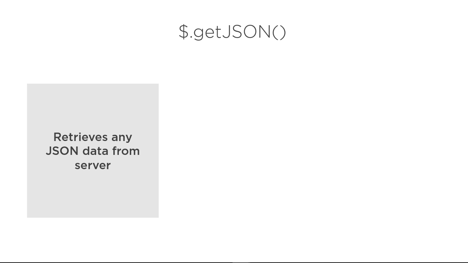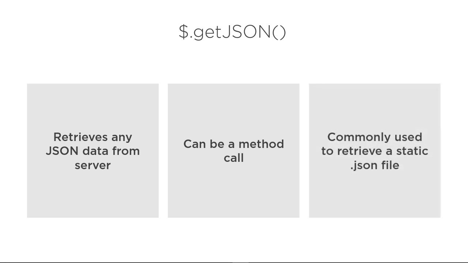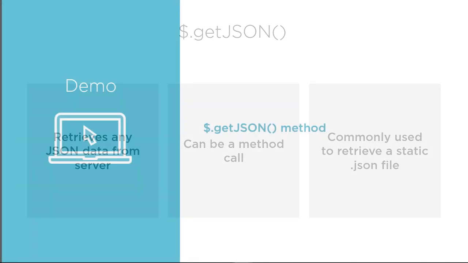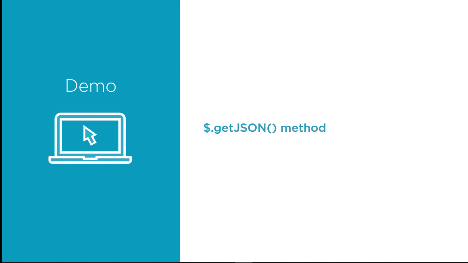The getJSON shorthand function retrieves any JSON data from the server. Now, it can be a method call that returns the JSON, but more commonly it's used to retrieve a static JSON file from the server. And let's take a look at the getJSON method to allow us to download a static JSON file.